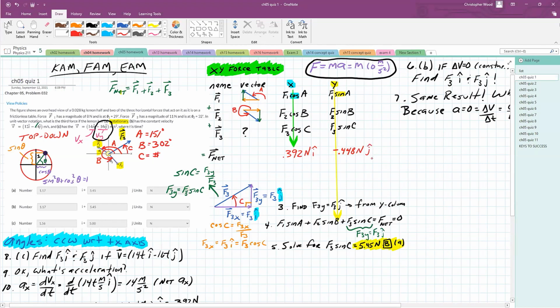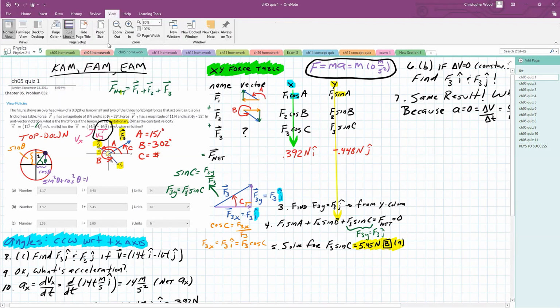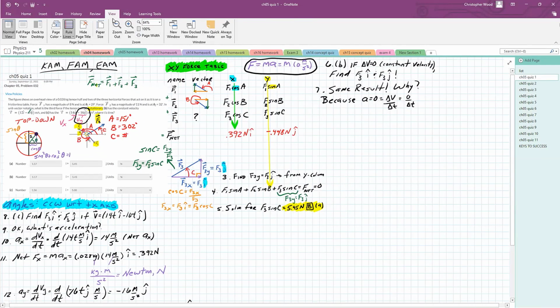Like that. That's it. And now it's business as usual. Now I'm just going to add up the X column. Let me zoom out and proceed just like we did before. Okay, X column.